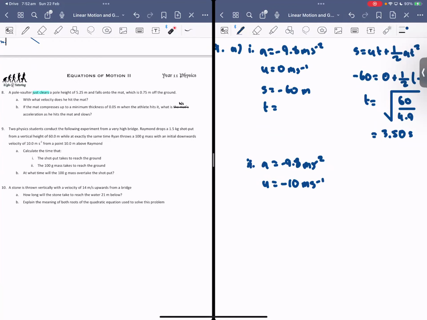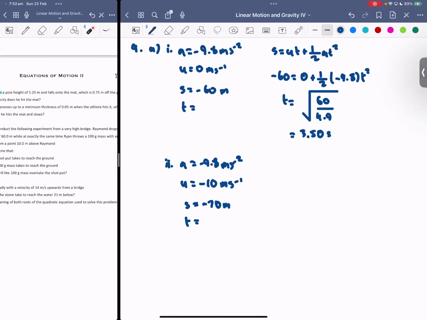And the distance, well, he doesn't throw it from the same spot. He throws it from a point 10 meters above Raymond. So it actually falls 70 meters. So S is negative 70. And we want T. All right. Which formula has S, U, A, and T? Yes, I agree. S equals UT plus half AT squared.